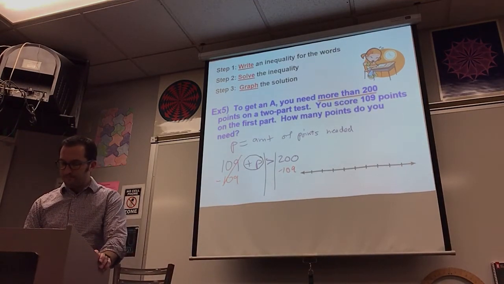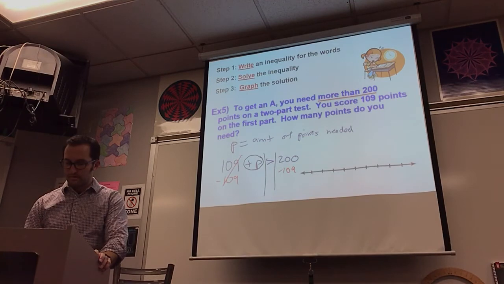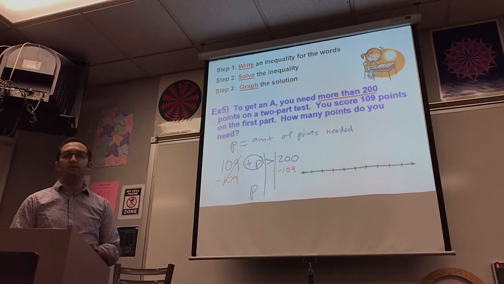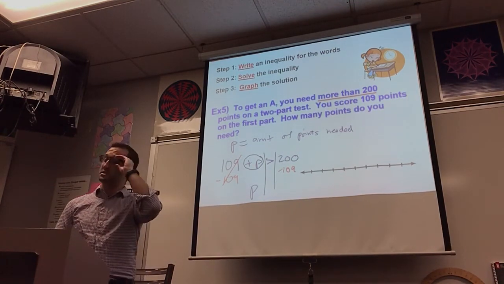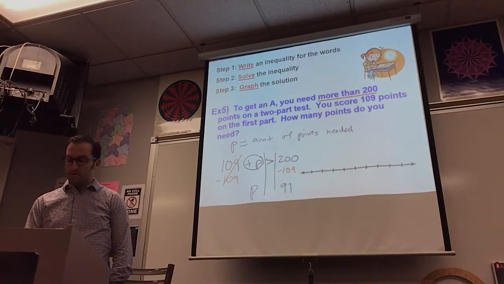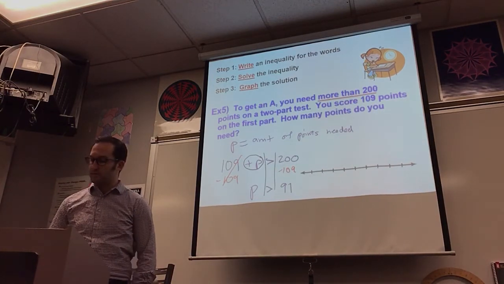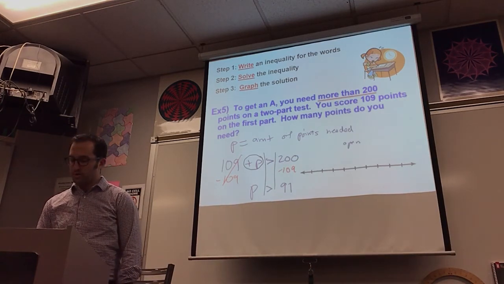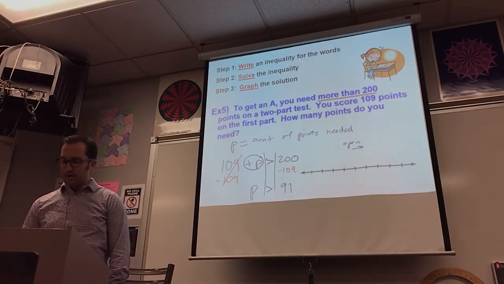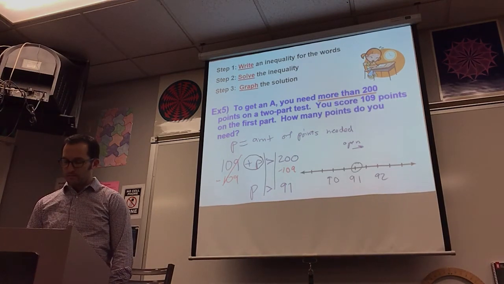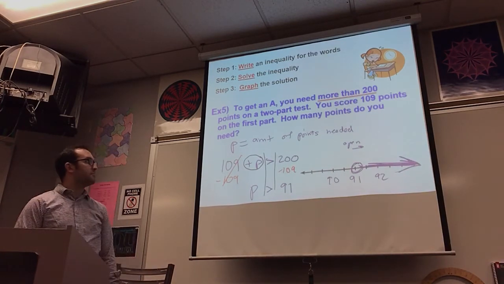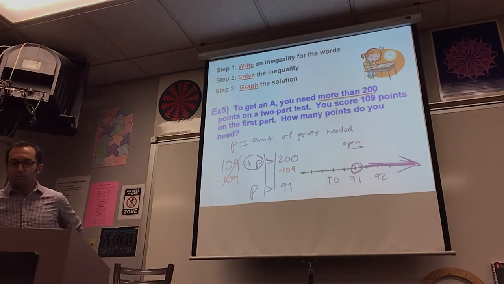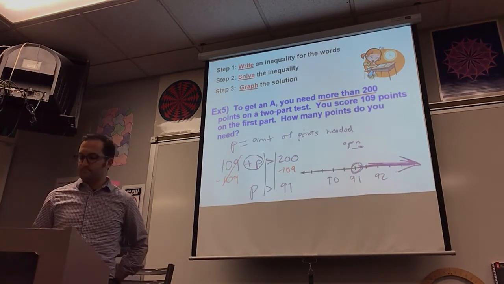So P is not equal to 91. It's greater than 91. So is that open or closed? Open. In which direction am I pointing it? Right. It's pointing to the right. So 90, 91, and 92. Open, pointing to the right. That is what it takes to do word problems in inequalities. Okay?